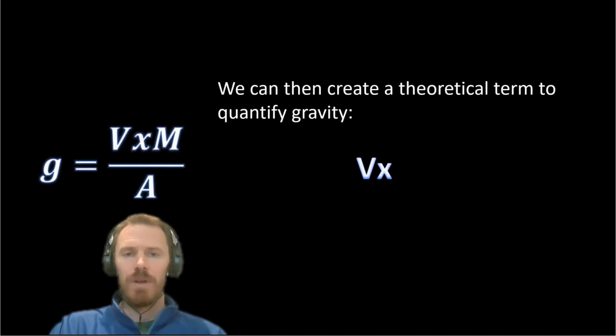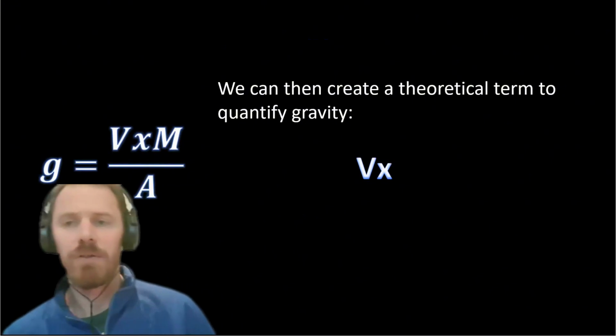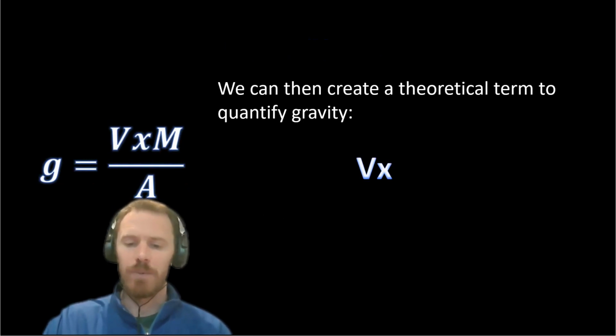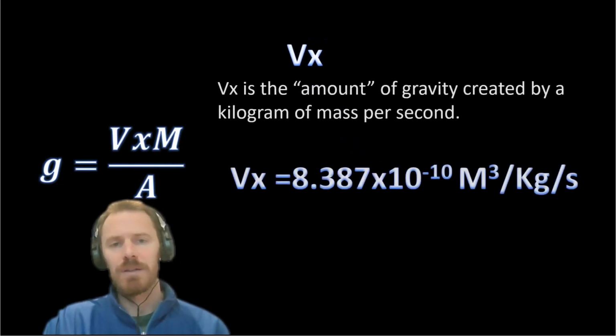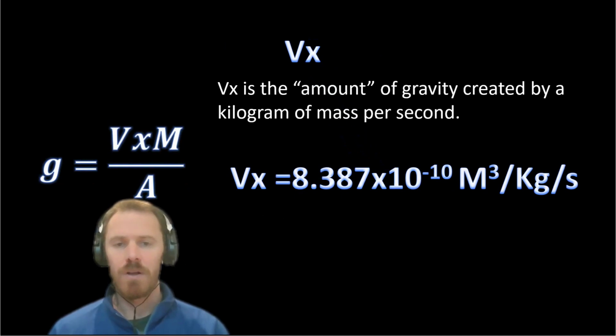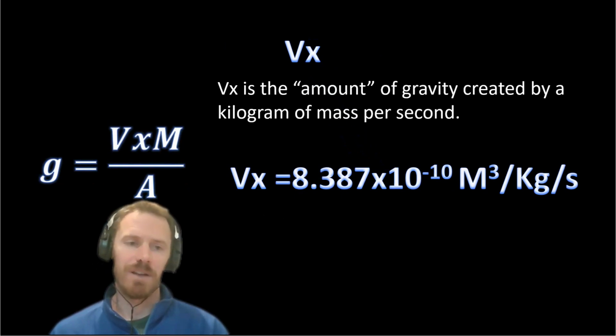Okay, so we can then create a theoretical term to quantify gravity, and this term I've labeled Vx. Vx stands for the amount of gravity created by a kilogram of mass per second, and Vx is equal to 8.387 times 10 to the negative 10 meters cubed per kilogram per second. That means that 1 kilogram of mass produces 8.38 times 10 to the negative 10 meters cubed of gravity every second.